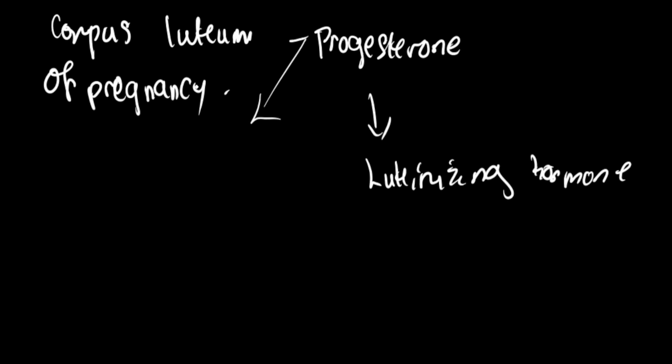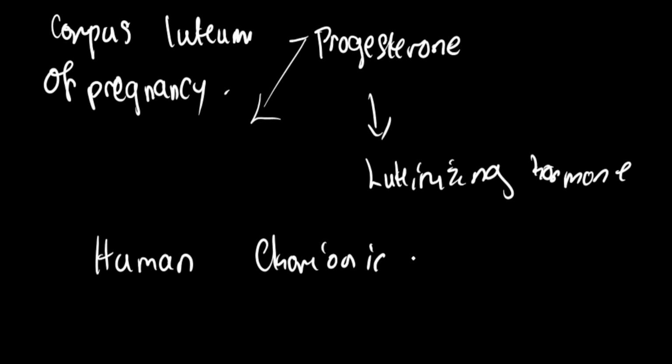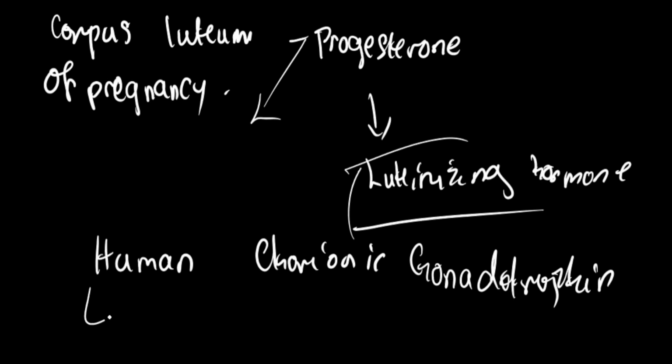How come the corpus luteum doesn't degenerate if fertilization takes place? This is because the human chorionic gonadotropin takes over, and this is formed from the trophoblast.